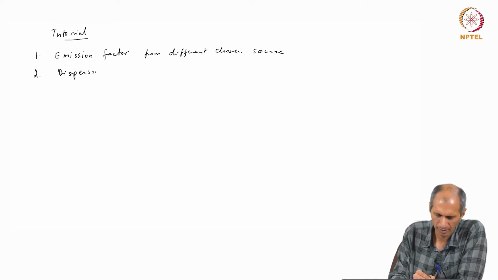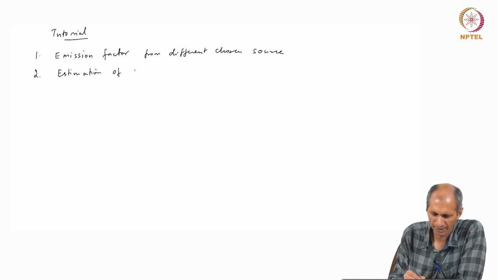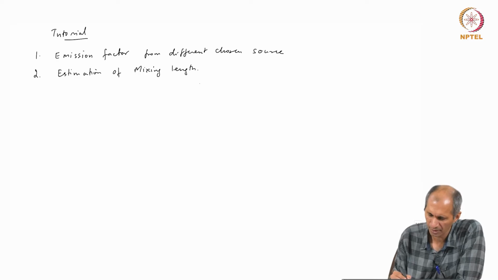In the dispersion problem, I think before the dispersion problem I have one exercise on estimation of mixing length. Here you have to determine graphically, for example, the temperature at the ground, T at z equals 0 for the environment and T at z equals 0 for the pollutant.